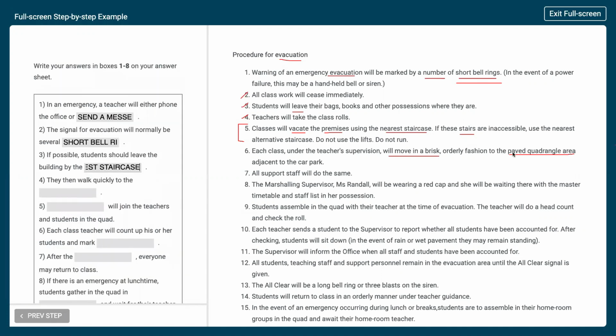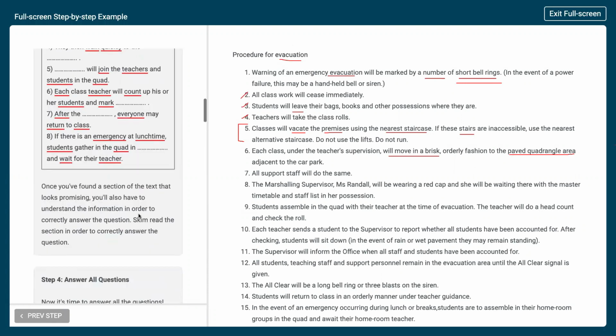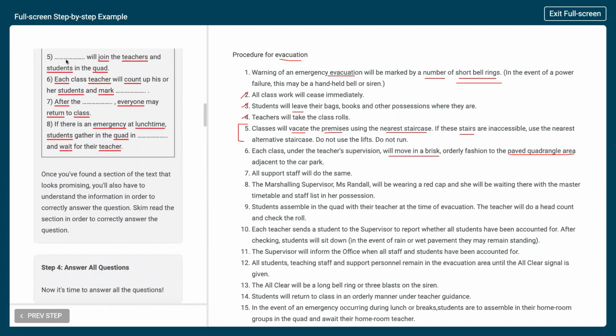You see that paved is an adjective to describe quadrangle, so technically you might not need paved, but I'm going to just include it because I, again, want to keep everything consistent. So I see paved quadrangle area. Make sure you're checking your spelling. Okay, let's go back to number 5. Then we see something will join the teachers and students in the quad. So I'm going to keep on reading.